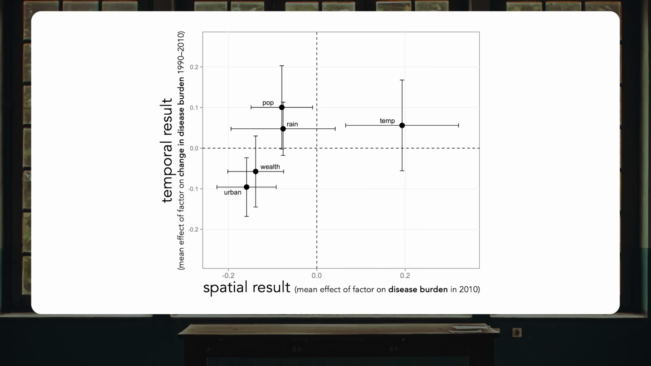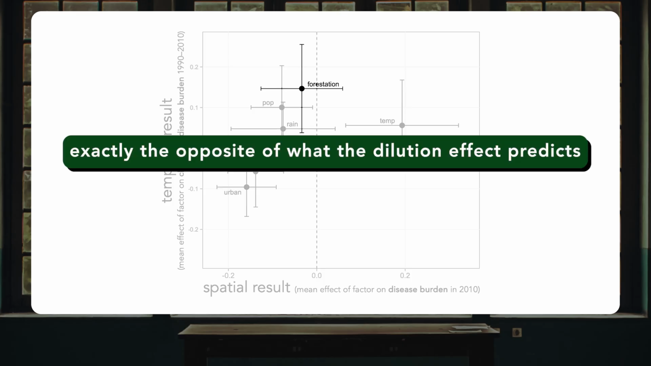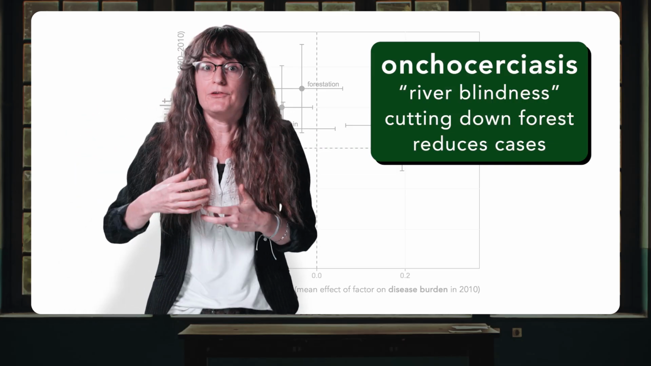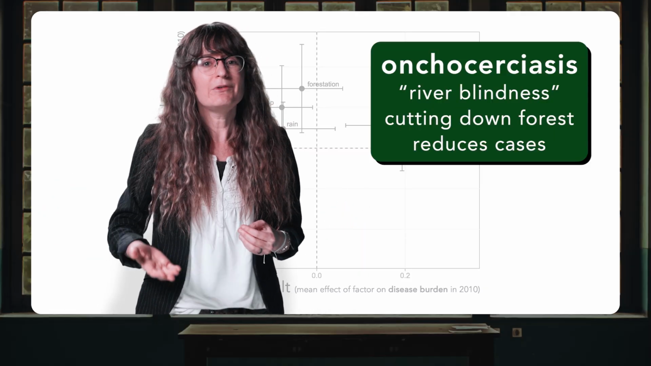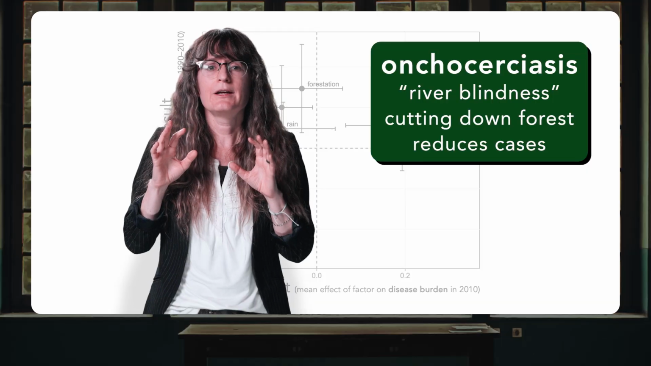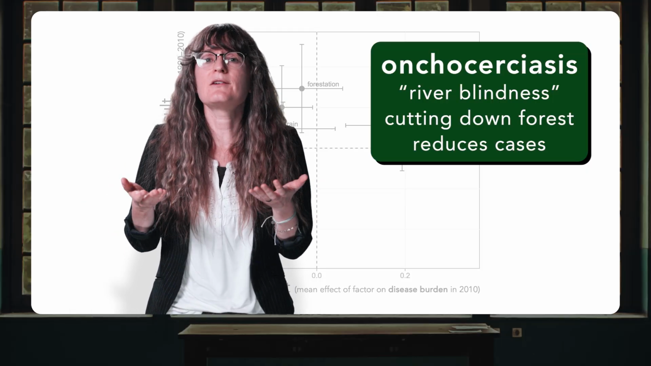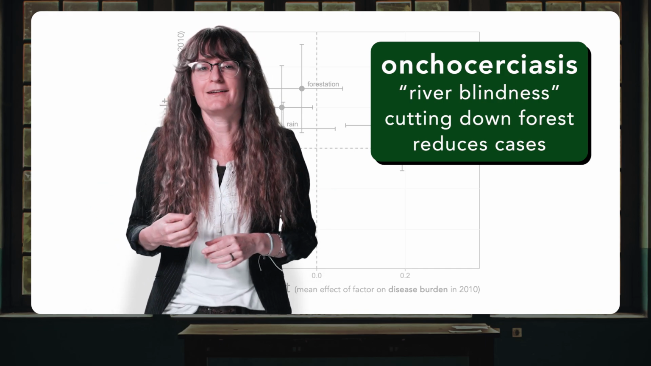Then we come to forestation. Now, what you can see is that as you increase forestation over time, you tend to see an increase in disease burden, which is exactly the opposite of what the dilution effect predicts. Now, think back to onchocerciasis, or river blindness, the disease where if you cut down forests, you tend to see far fewer cases. We've seen a number of examples throughout the series where nature is offering a disservice, where increasing forestation puts people at risk, and that's what's reflected in these data.